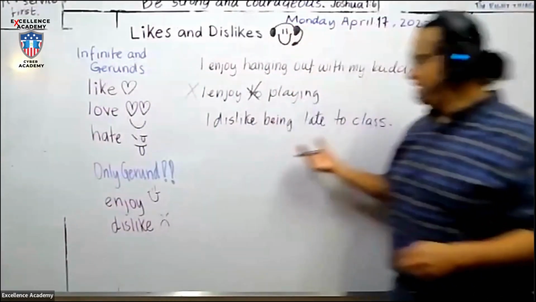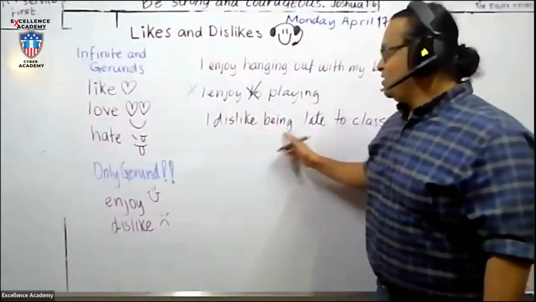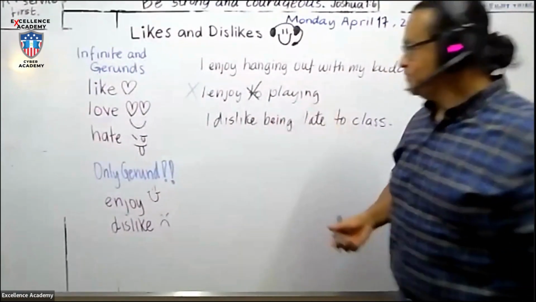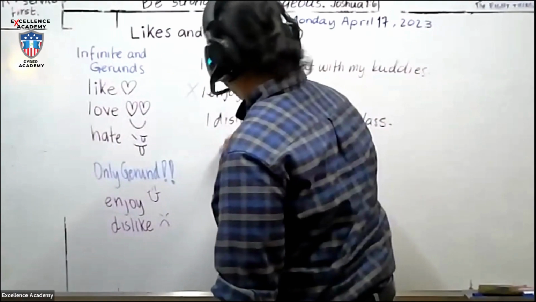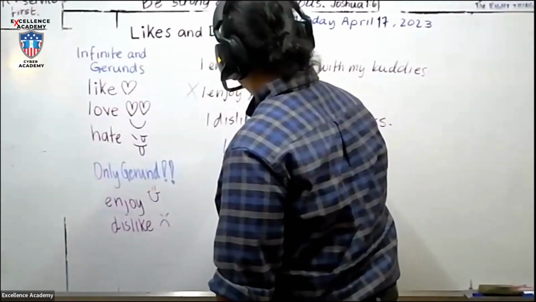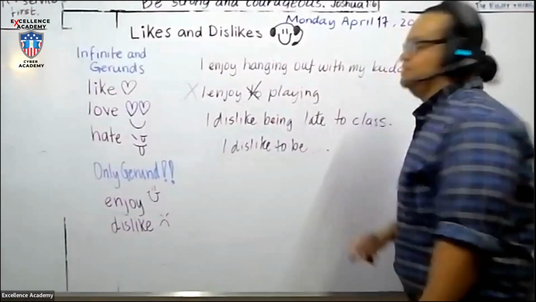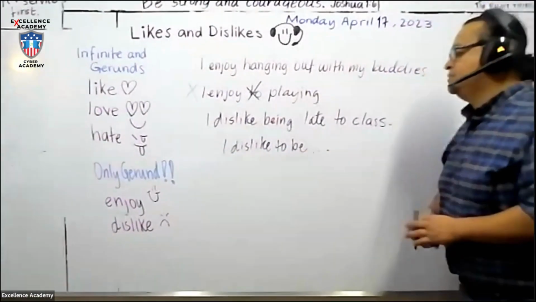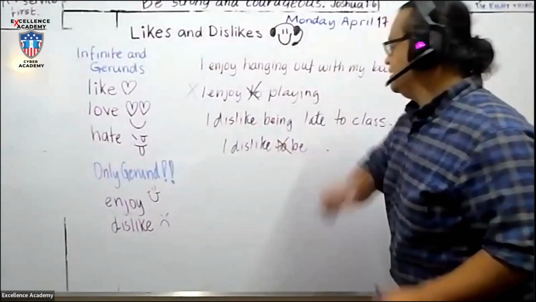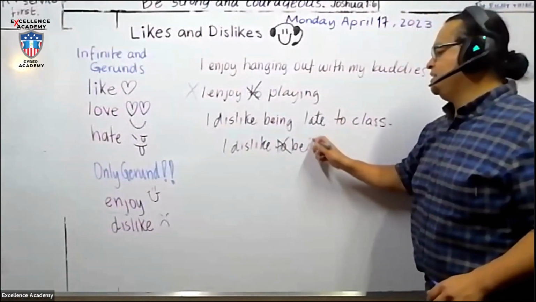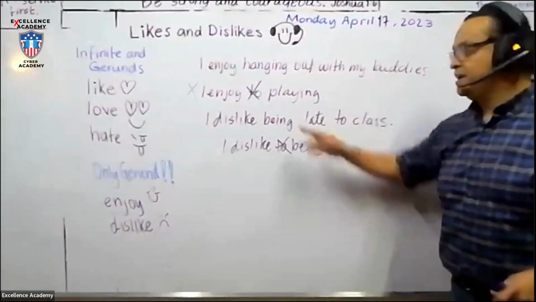I dislike being late to class. So here I use the ing form. All right, so common mistake: don't say "I dislike to be late for class." That's incorrect. Okay, so let's avoid this. We're going to say "I dislike being," you know, ing form.